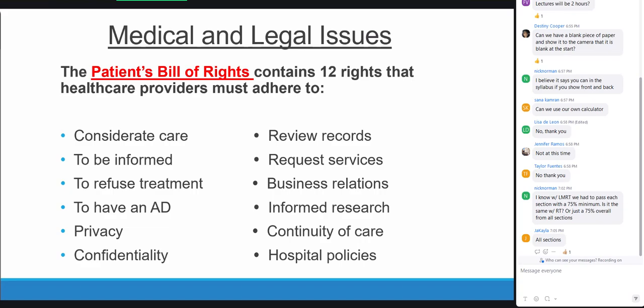Now, the records themselves do not belong to the patient, but the information contained within those records, they have every right to. They do have the right to request services, with the exception of specific procedures or examinations, especially where X-rays and radiation is concerned. They have a right to be made aware of any business relationships that they're in. They have the right to informed research, continuity of care, and a copy of the hospital's policies.